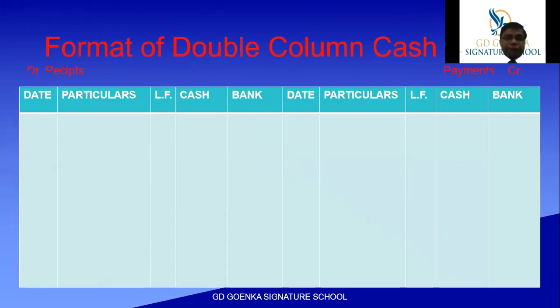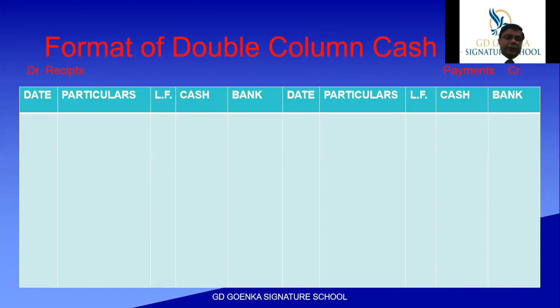This is the format of the two column cash book, and the format is similar to the single column cash book, with the difference that one column is added on both the receipts as well as the payments side, showing the bank transactions. The rest of the columns are as usual, like we did in the single column cash book, that is date, particulars, ledger folio.